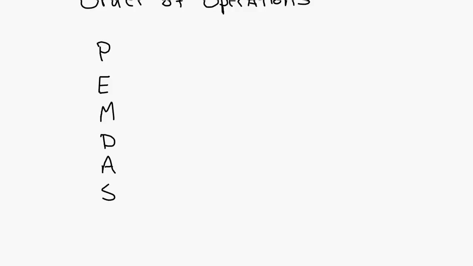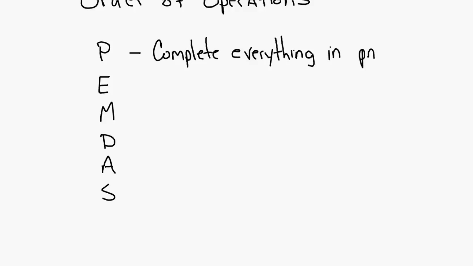So the P stands for complete everything in parentheses. The E means that after you've completed everything in parentheses, to complete all exponents.